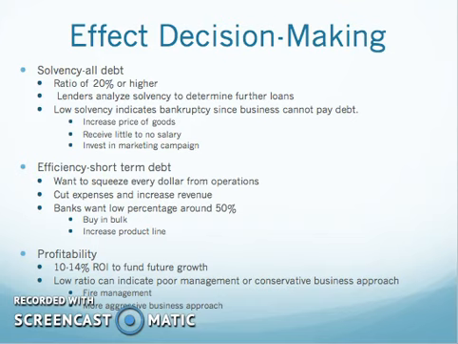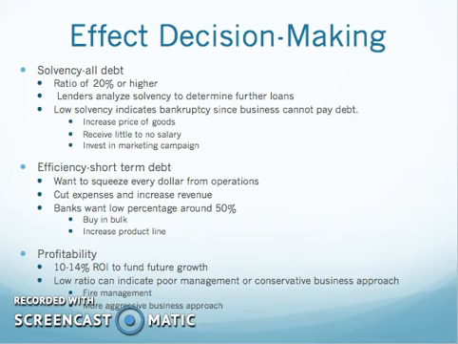So, can financial ratios affect a business in their decision making? I wanted to highlight each ratio. So, the solvency ratio, that's all your debt. You want a ratio that is 20% or higher. This actually is going to be determined from your lenders if they want to further any loans. They're going to analyze your solvency ratio. A low solvency ratio can potentially indicate that you're going to go bankrupt because you can't pay the debt.